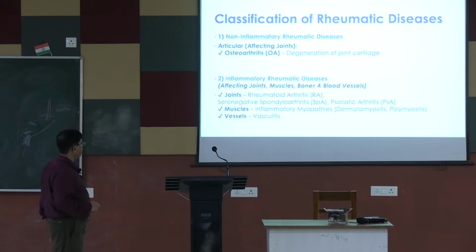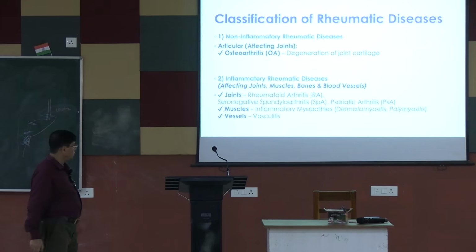And in inflammatory arthritis, you will get the signs of inflammation. It may involve the joints, as in rheumatoid arthritis. It may be seronegative spondyloarthritis, or psoriatic arthritis. These are all called inflammatory arthritis. Inflammation can involve the muscle also. We call it inflammatory muscle disease or myopathies: dermatomyositis and polymyositis. These are the inflammatory muscle diseases.